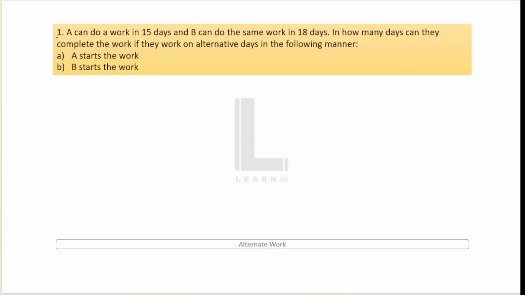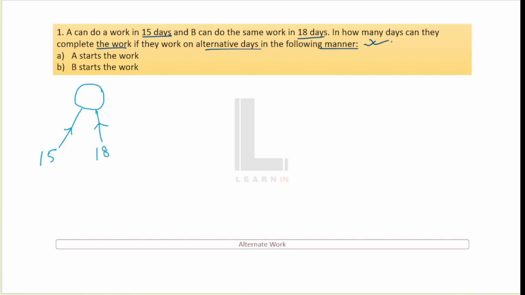Okay, now A can do a work in 15 days and B can do the same work in 18 days. In how many days can they complete the work if they work on alternate days in the following manner? So we had done this alternate way or taking them together, right? First we have to make a diagram, right? So let us see, this diagram should be made. Okay, now we are putting in some work. Why I'm putting these arrows, you would know in a while.